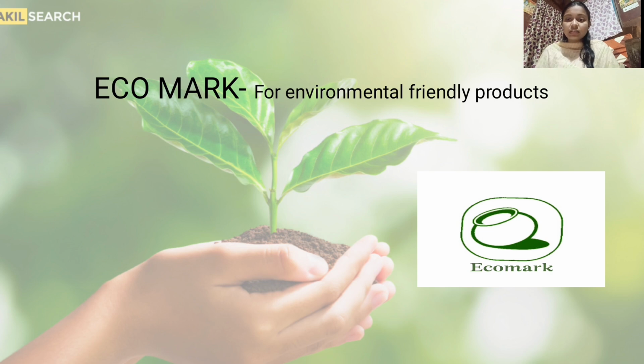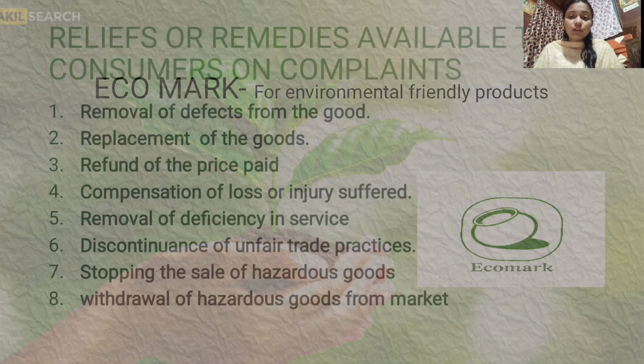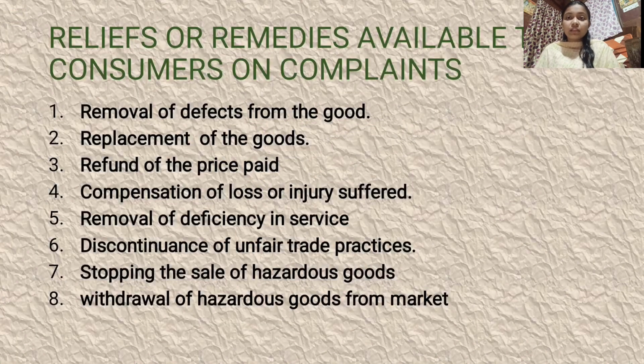Here are some remedies that are available to the consumer on complaints. First is removal of defects from the goods. It will remove the defective part from the goods. Then replacement of the goods. If you got any damaged product, the seller will replace that product with a new one. Then refund of the price paid. You have paid some amount, and after the complaint the shopkeeper will be asked to refund that amount to the consumer, so you will get the refund.